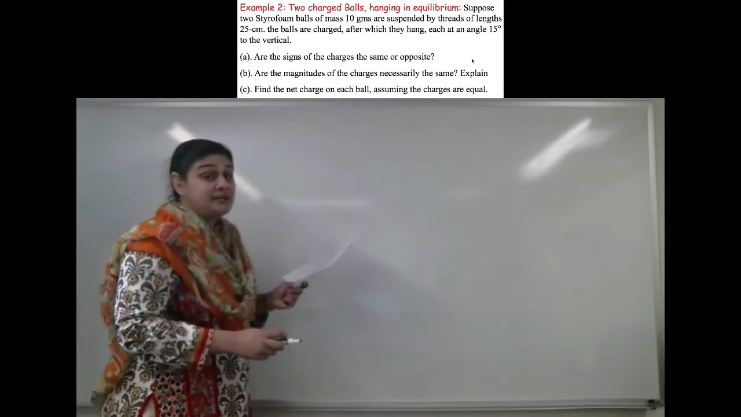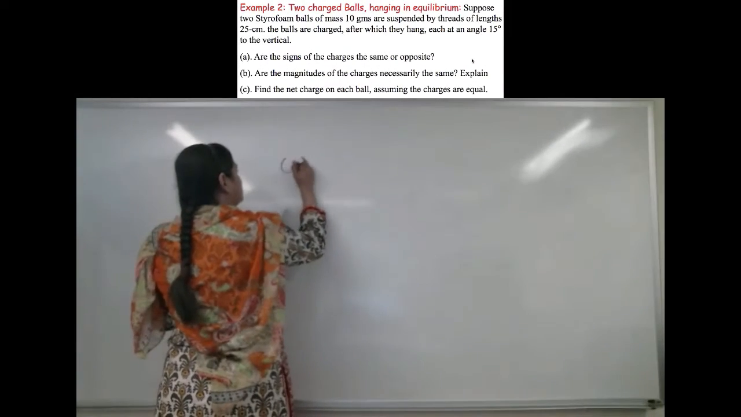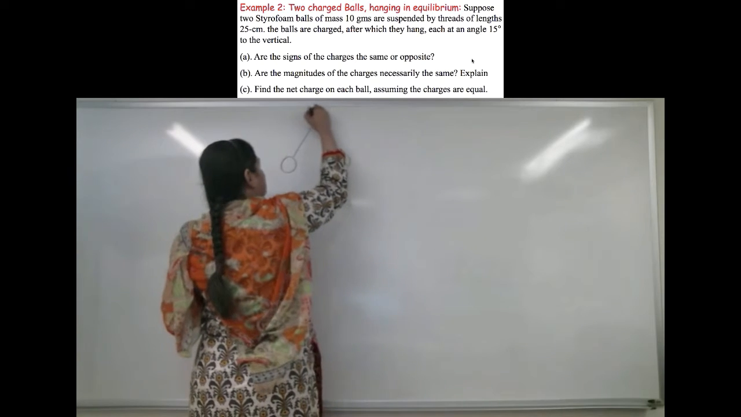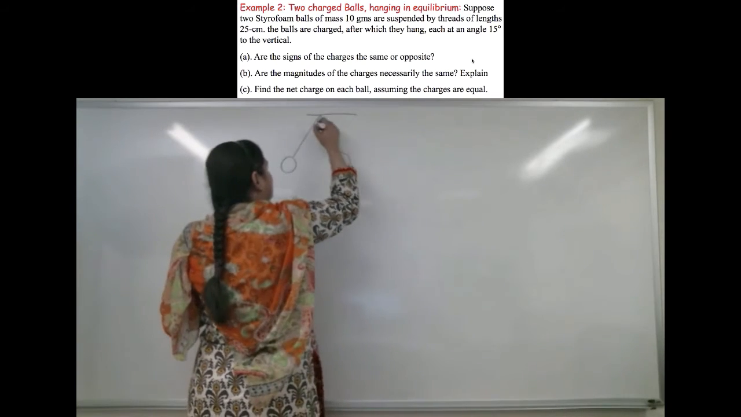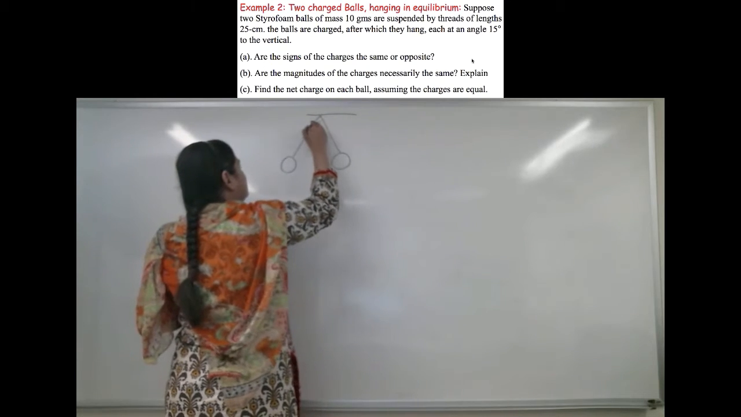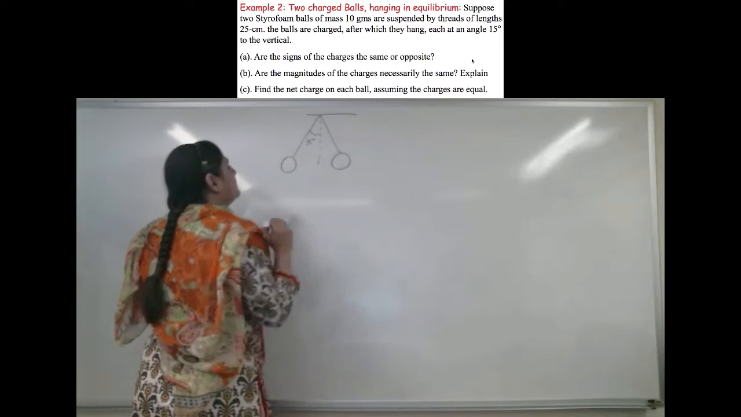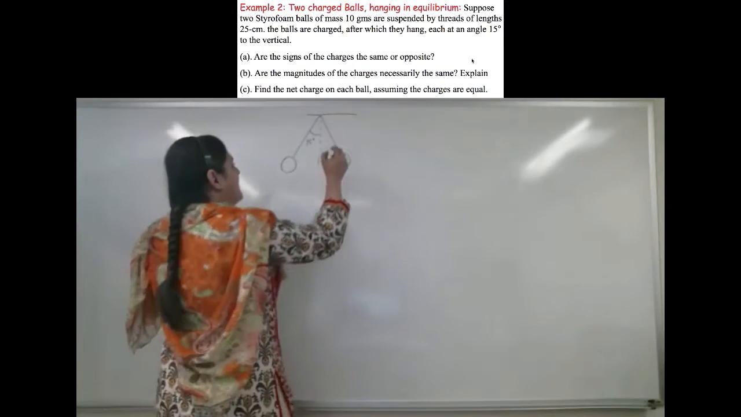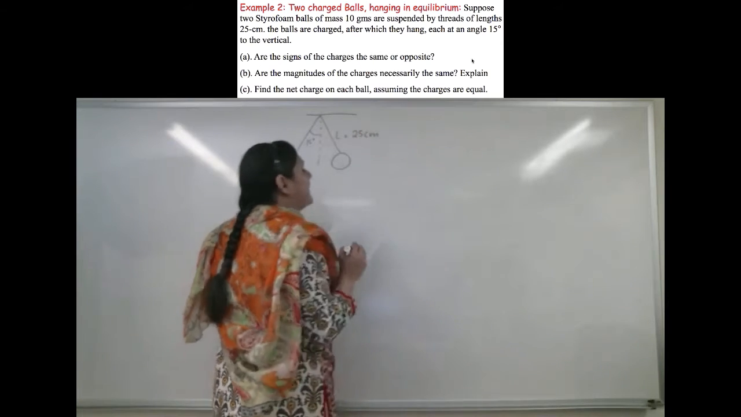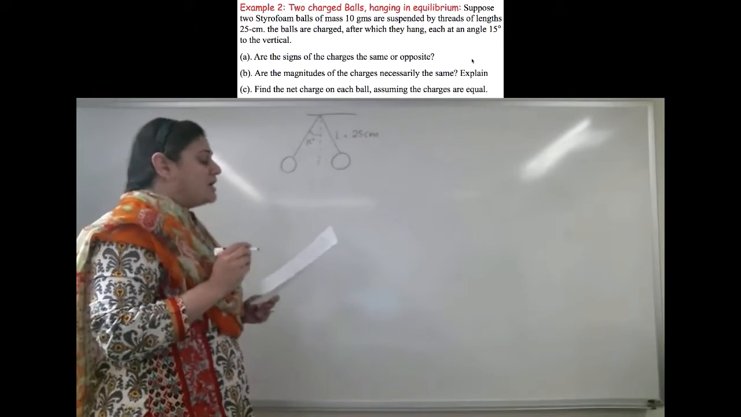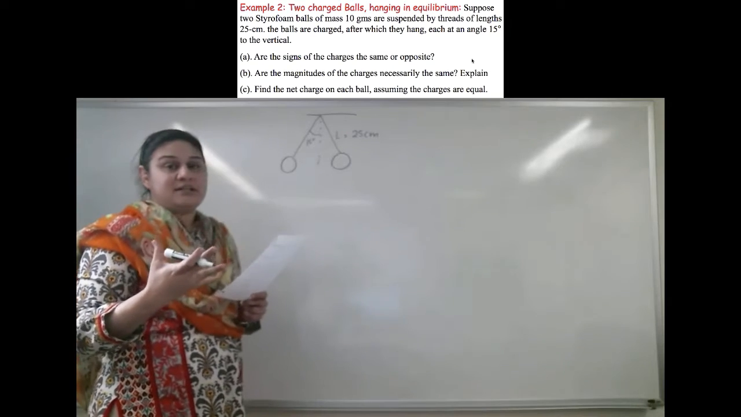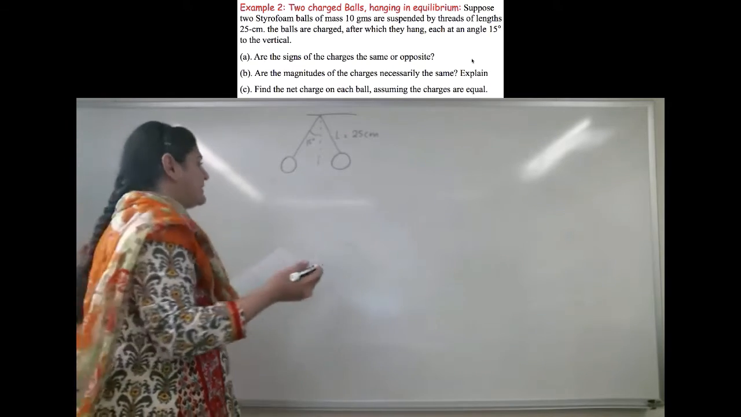So what they're saying is that there are two styrofoam balls. They are hung from a ceiling, right? And then they each make an angle 15 degrees with the vertical, and the length is 25 centimeters. And what they're asking us is, are the charges the same? So what are the signs of the charges, right?